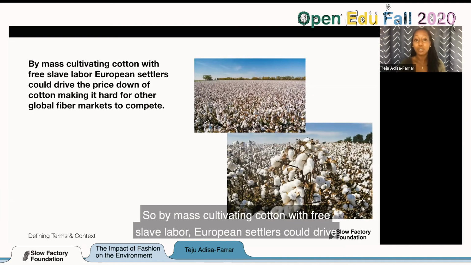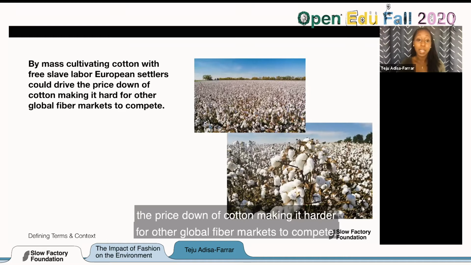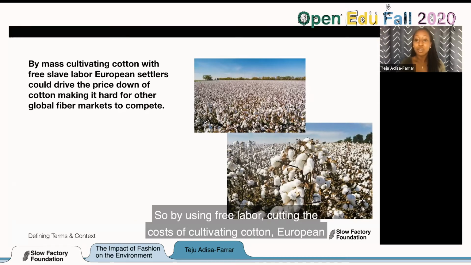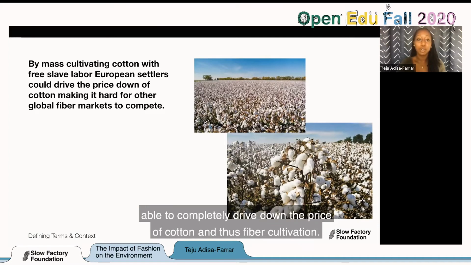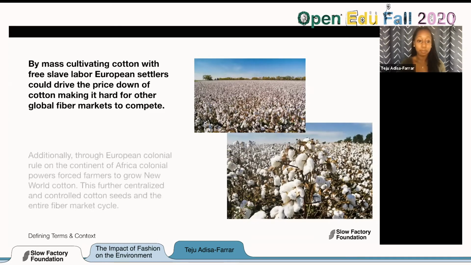So by mass cultivating cotton with free slave labor, European settlers could drive the price of cotton down, making it harder for other global fiber markets to compete. By using free labor, cutting the costs of cultivating cotton, European settlers and the UK, because it was the British colony at the moment, were able to completely drive down the price of cotton and thus fiber cultivation.